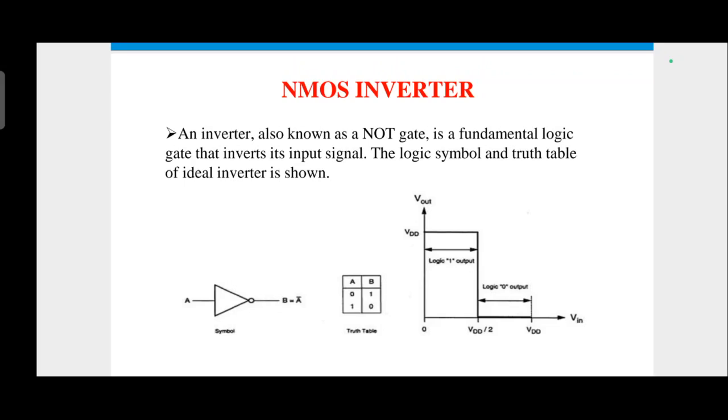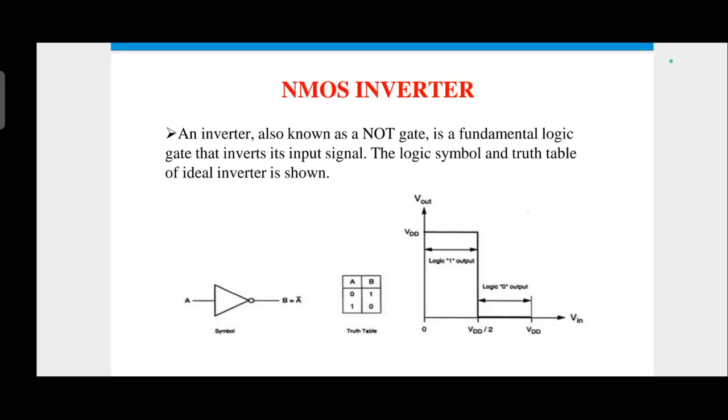So here you could see the logic symbol of an inverter and also the truth table of an ideal inverter circuit. In this truth table, if we consider A as the input and B as the output, if you give 0 as the input, it will provide us 1 as output. That means simply inversion of the input signal. Similarly, if we give 1 as input, it will give us 0 as the output.